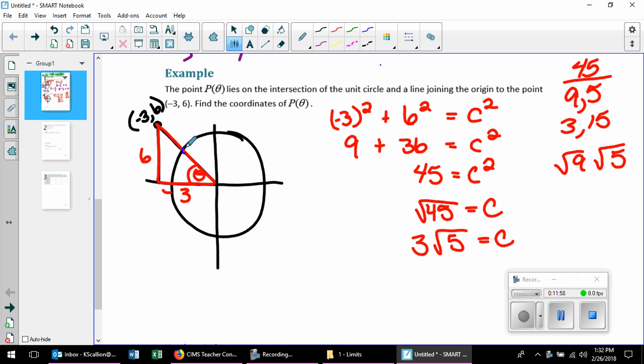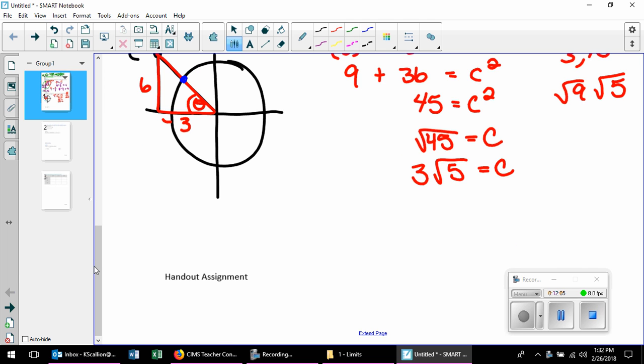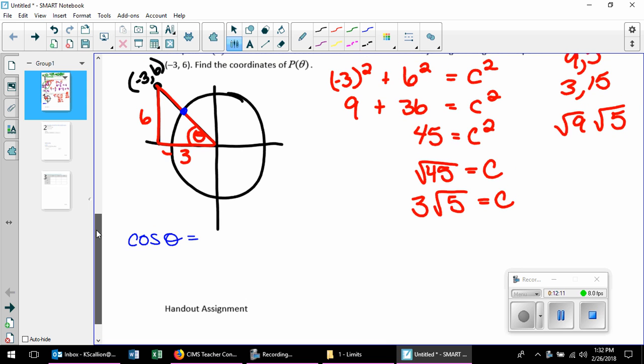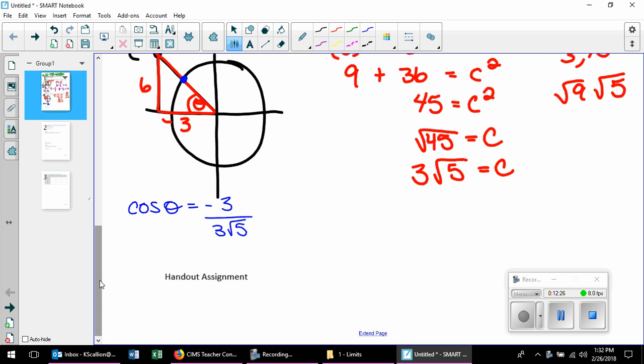Okay, so since you don't like doing similar figures, what am I doing now? Cosine and sine. So cosine of theta is equal to adjacent over hypotenuse, which I found to be 3 root 5. So -3 over 3 root 5. Want to simplify that? Yeah, you have to. -1 over root 5.